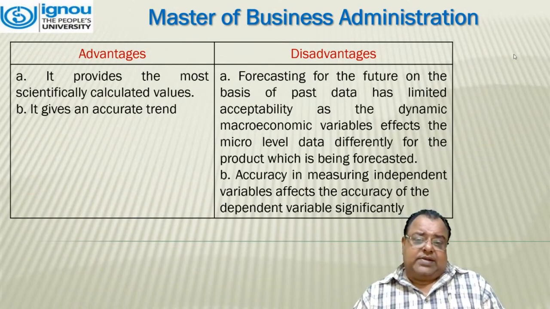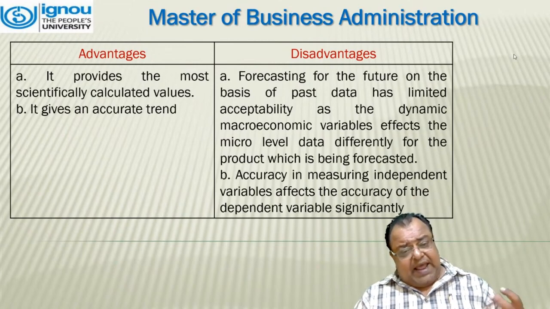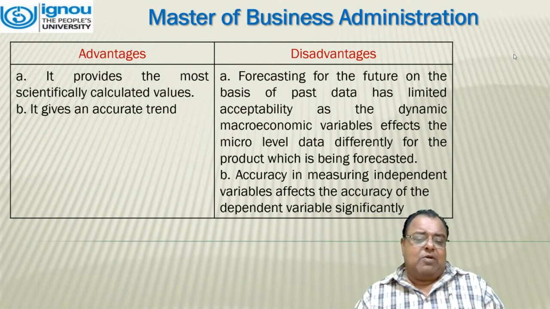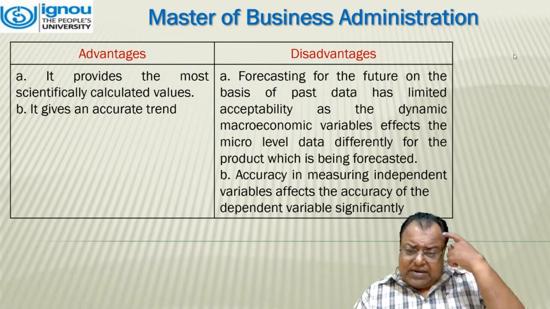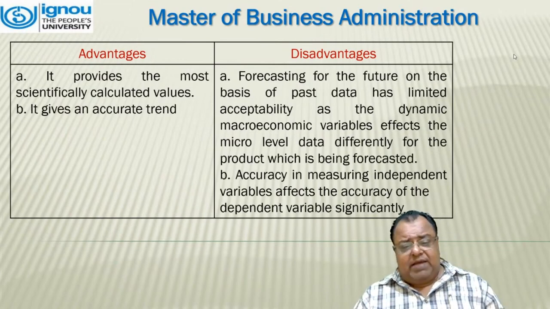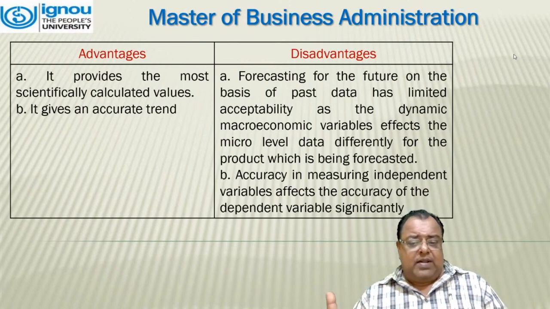But its disadvantage is that forecasting the future on the basis of past data has limited acceptability, as dynamic macroeconomic variables affect the micro level data directly for the product which is being forecasted. Accuracy in measuring independent variables affects the accuracy of the dependent variable significantly.